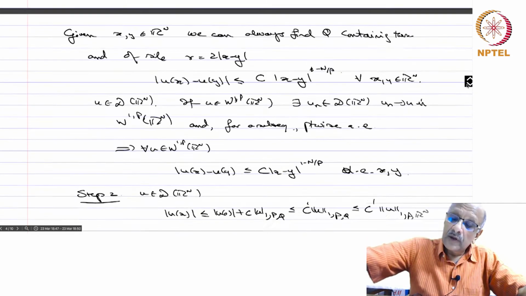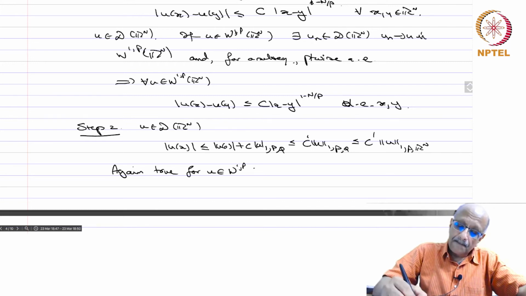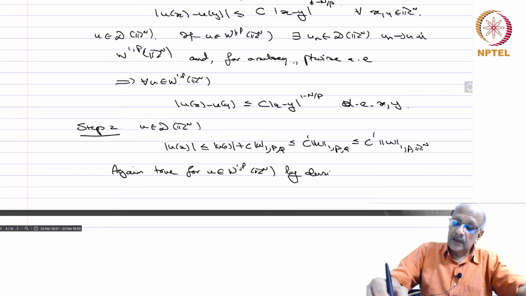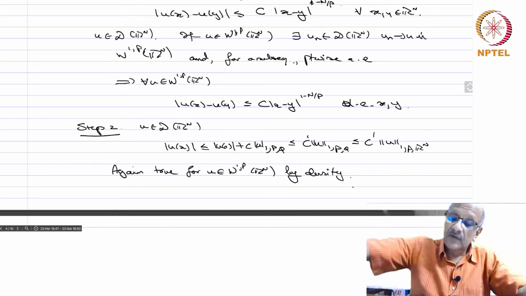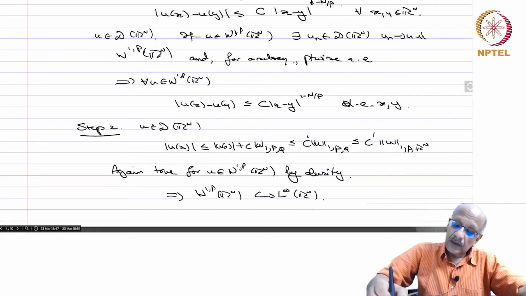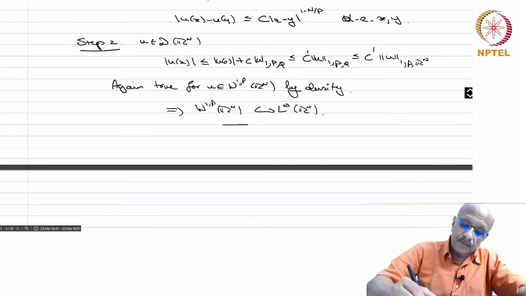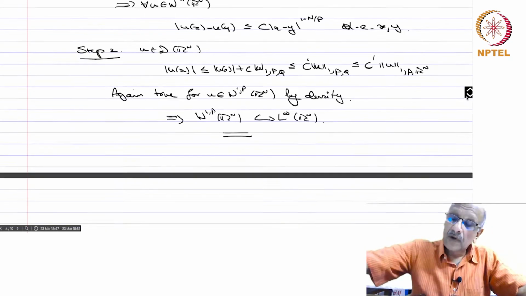And now you can again extend this, true for u in W^{1,p}(Rn) by density. D(Omega) is dense and therefore you have this. So this implies that W^{1,p}(Rn) is contained in L infinity of R. So this completely proves the theorem here. Okay.